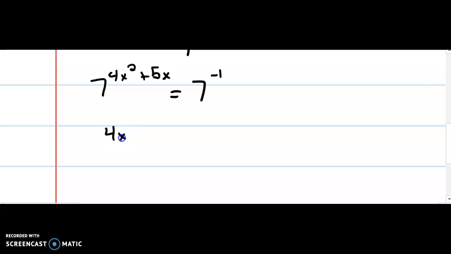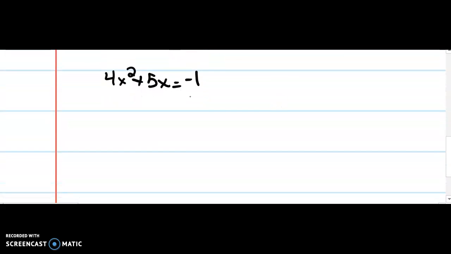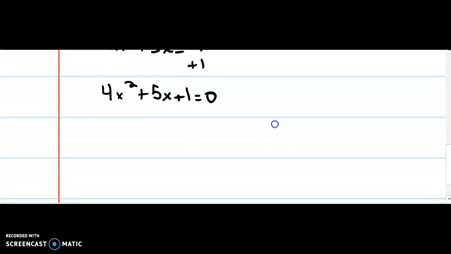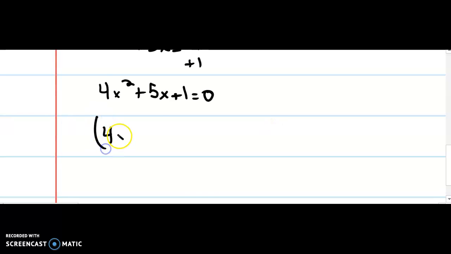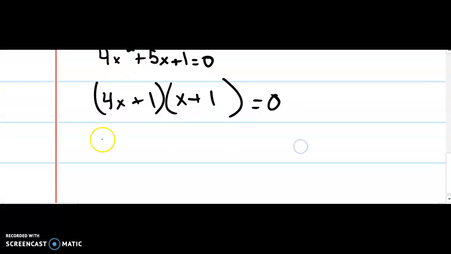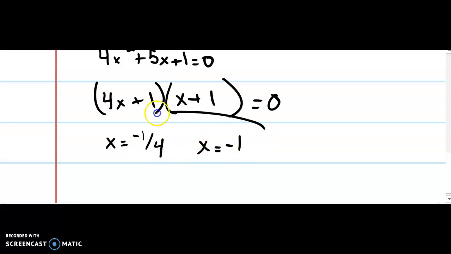So I have 4x squared plus 5x is equal to negative 1. I'm going to get this equation equal to 0, so I'm going to add 1. Then I have 4x squared plus 5x plus 1 is equal to 0. Now I can factor this. This factors to 4x plus 1 times x plus 1 is equal to 0. Set both of these equal to 0. I get x is equal to negative 1/4 and x is equal to negative 1. There's my answer.